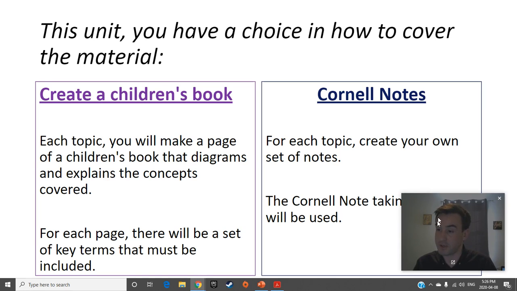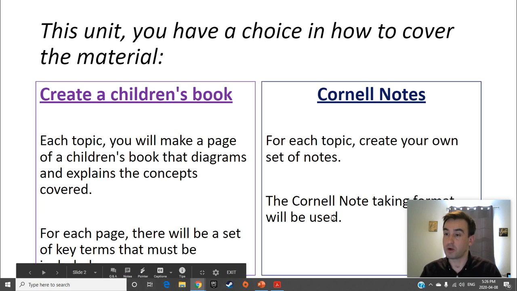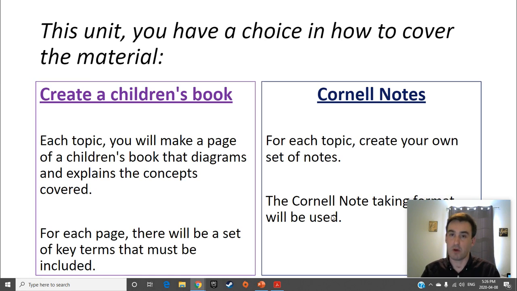Now, for the Cornell Notes, we're going to use the Cornell strategy of note-taking. There are many strategies out there, but we're going to use Cornell for this course. I'm going to tell you the page numbers that you need to cover and the key terms that you need to include in your notes.